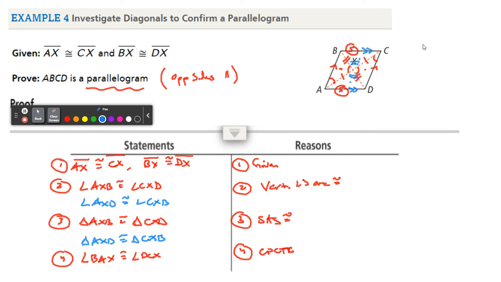In the blue triangles, in the top and bottom, I'm going to pick the angle here at B and the angle here at D. So let's call the bottom one ADX. So ADX is congruent to CBX. And that is again because of CPCTC.